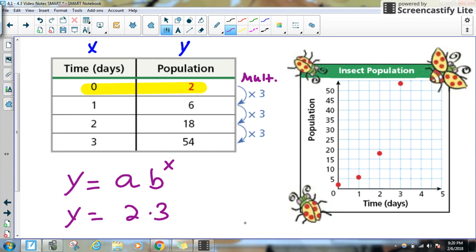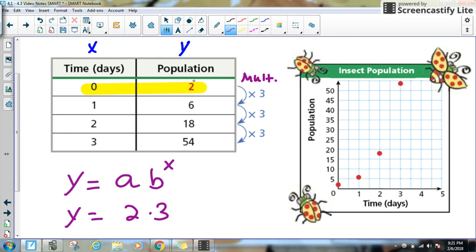Remember that the value of a is also the initial value of whatever the problem is talking about. In this example, we're talking about the insect population. So the a would be the initial number of insects. So when the time is 0 days, we begin with 2 insects in our population.